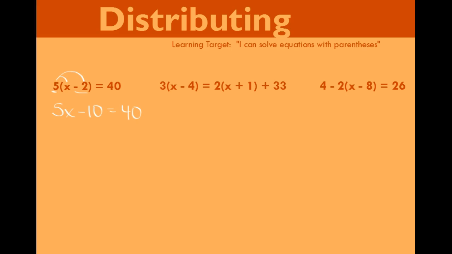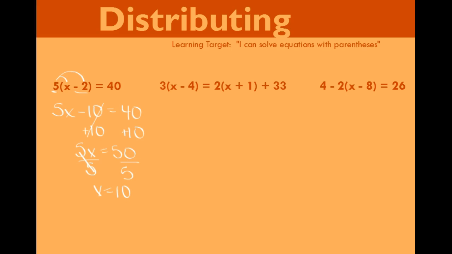And at that point it just becomes a problem like problems you've had before this. So this is just a two-stepper. We're going to get rid of the 10. We want the x by itself. And then we have 5x equals 50. And the only thing left to do is divide by 5. And x equals 10.